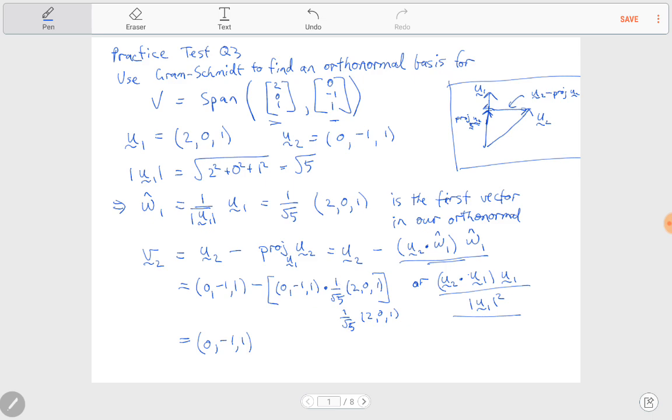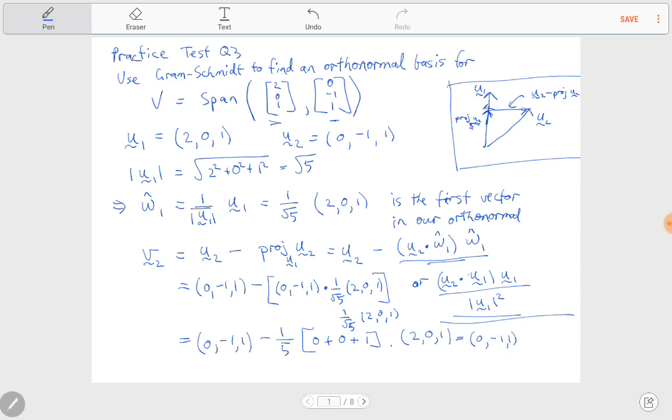Now I can see I've got a 1 on root 5 and another 1 on root 5. That gives me an overall factor of 1 on 5, so I'm going to subtract 1 on 5. Then I've got the dot product of (0, -1, 1) with (2, 0, 1). That gives me 0 times 2 plus 0 times minus 1 plus 1 times 1. And that's going to be multiplied by the coefficient of the vector (2, 0, 1). So this is equal to, I'm going to write it just to avoid going on to another slide, (0, -1, 1).